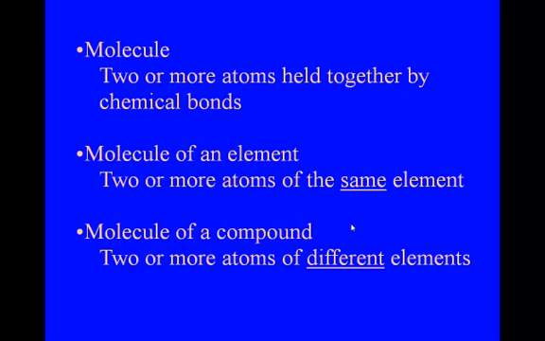A molecule is 2 or more atoms held together by chemical bonds. A molecule of an element is 2 or more atoms of the same element. A molecule of a compound is 2 or more atoms of different elements. Okay, so an example of a molecule of an element would be O2. That's oxygen. A molecule of a compound would be CO2, carbon dioxide.